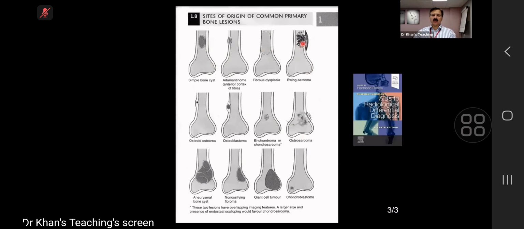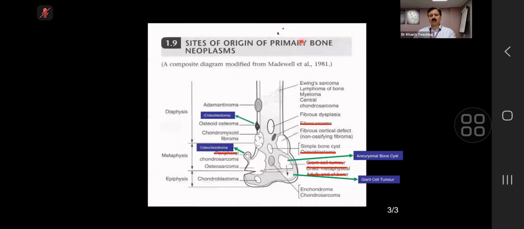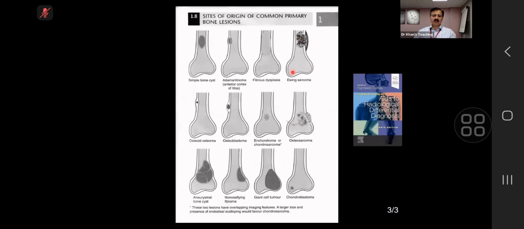Ewing sarcoma, which is actually, I forgot to tell you, these 4 lesions here are in the diaphysis. Look here: Ewing sarcoma, lymphoma of bone, myeloma, and central chondrosarcoma. So all of these are diaphyseal. So this is Ewing sarcoma, osteoid osteoma cortical, osteoblastoma. What is the difference between osteoid osteoma and osteoblastoma? The nidus is less than 2 centimeters in one, and more than 2 centimeters in the other.